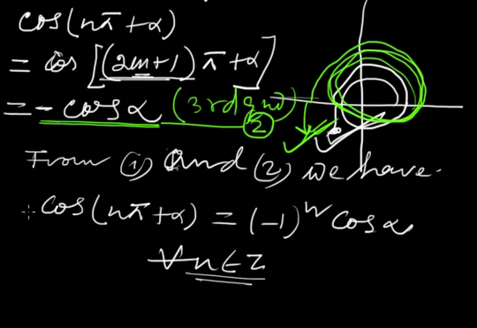Thus in this equation we see that when n is odd, then the value of cos(nπ + α) is minus cos α, and when n is even, then this equation gives plus cos α. So, for all integer n, we can say cos(nπ + α) equals (-1)^n cos α. That's all.